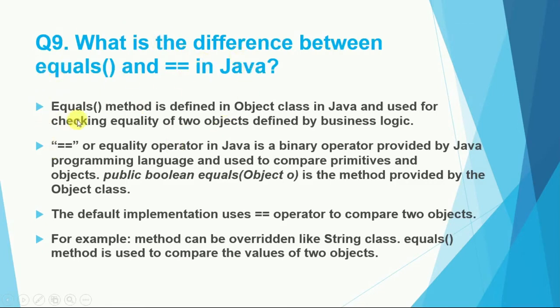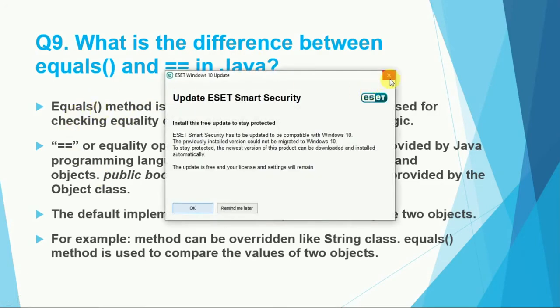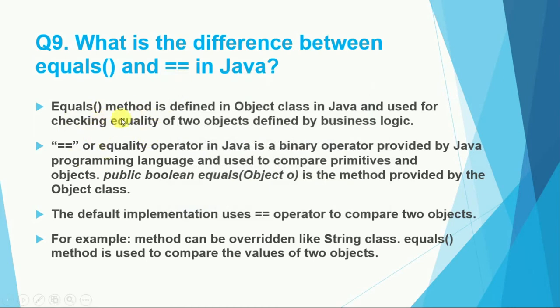Okay, so equals is basically a method defined in the Object class in Java and used for checking equality of two objects, defined by business logic. Whereas the == or equality operator in Java is a binary operator provided by the Java programming language and used to compare primitives and objects. So we can simply say equals is a method defined in the Object class in Java and used for checking equality.